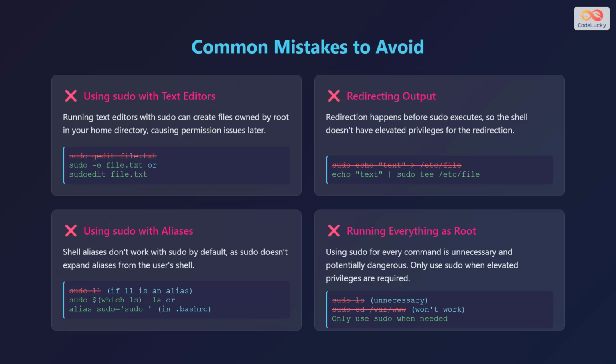Using sudo with aliases. Shell aliases don't work with sudo by default, as sudo doesn't expand aliases from the user's shell. Incorrect: sudo ll, if ll is an alias. Correct: sudo ls -la, or alias sudo='sudo ' in .bashrc.